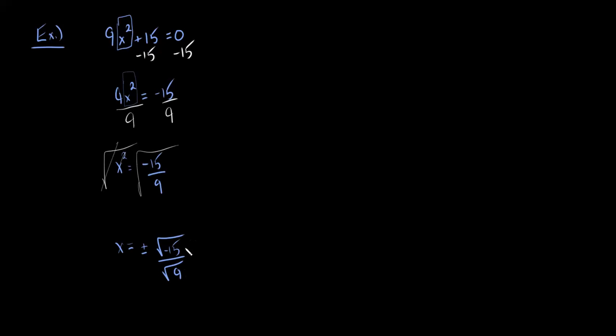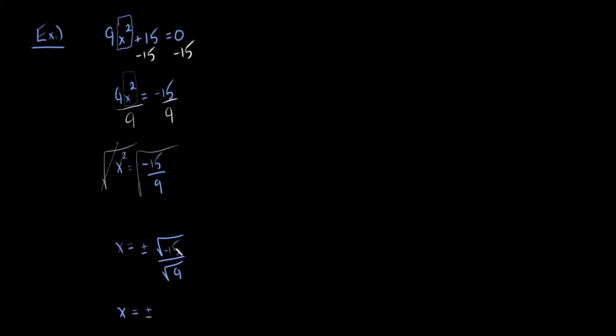which I can split up into the square root of negative 15 over the square root of 9. And now I can simplify this. This is plus or minus. Look here, we have a negative underneath the square root.